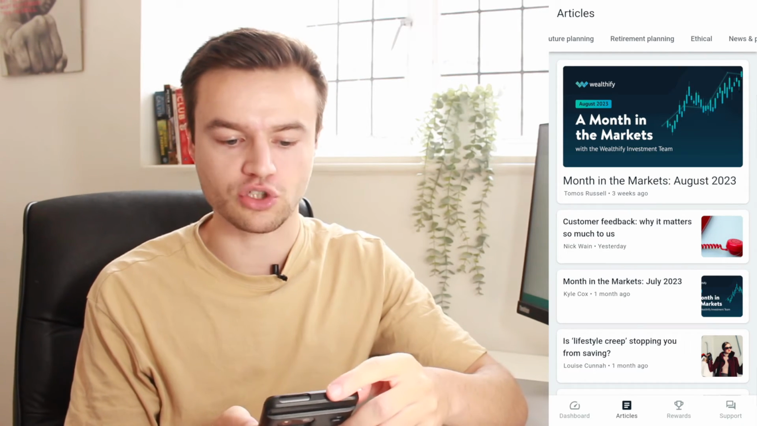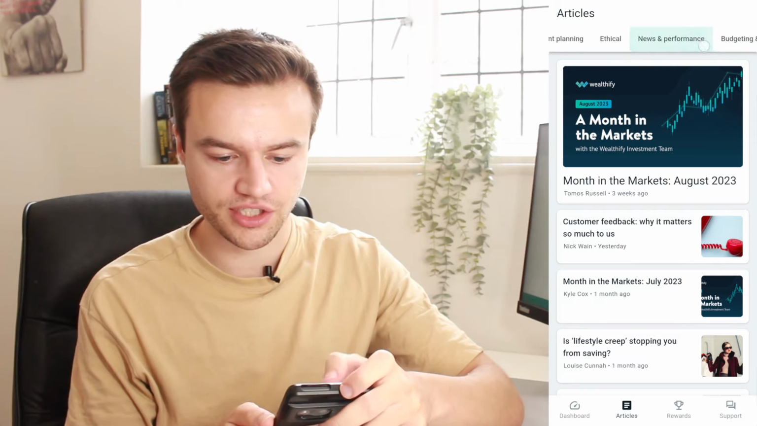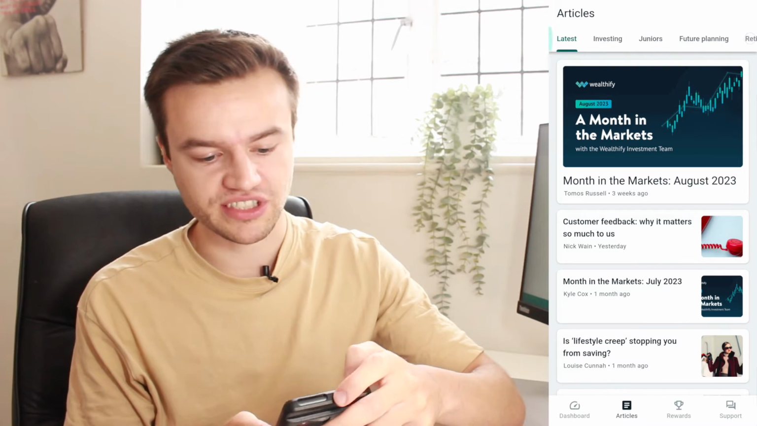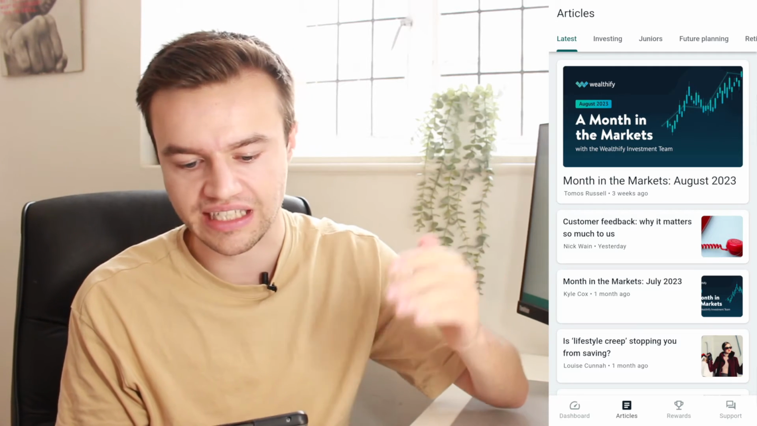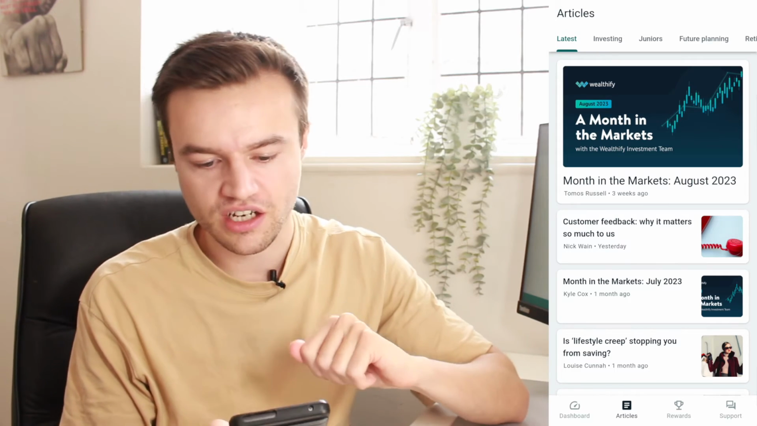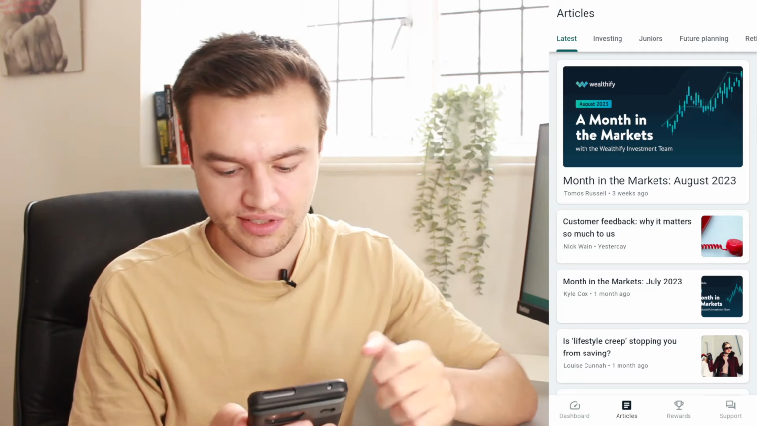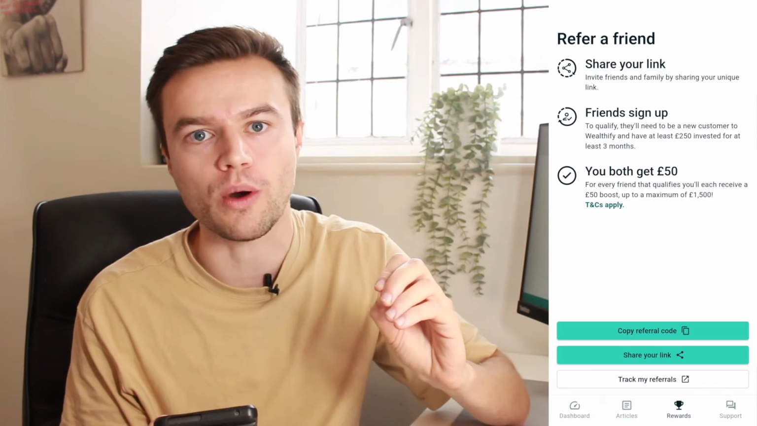So we've got tabs at the top here for future planning, retirement, ethical investing, juniors, news and performance, budgeting and savings. And I really like that they're trying to increase the financial education of their users, as of course it's widely known that in the UK we have a low level of financial literacy. So it's great that platforms like this are trying to do something about that and providing news, providing information to its users.